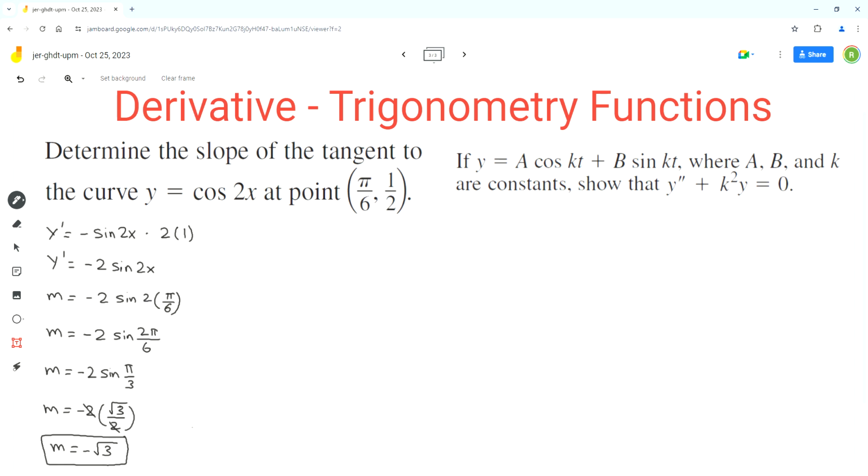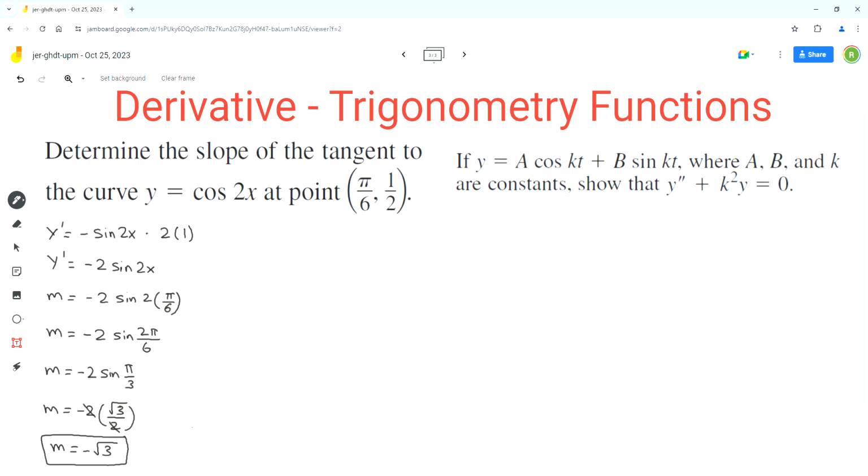So we are done with the first problem. Now we can analyze the second problem. As per the second problem, if y equals a cos kt plus b sine kt, where a, b and k are constants, show that the second derivative of y plus k squared y equals 0.